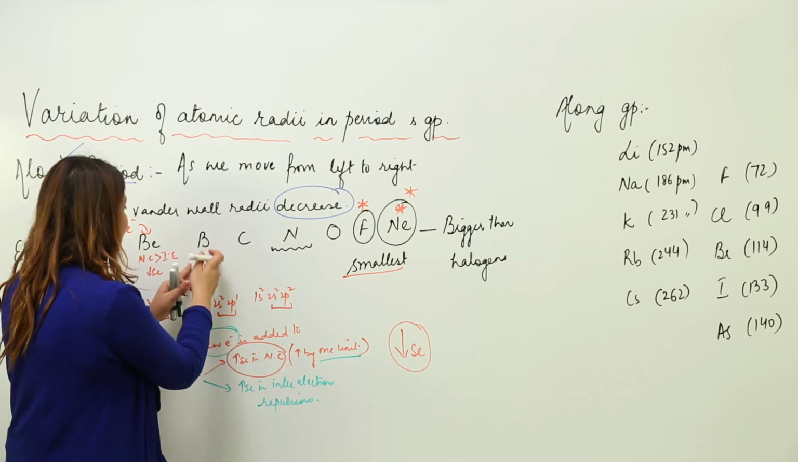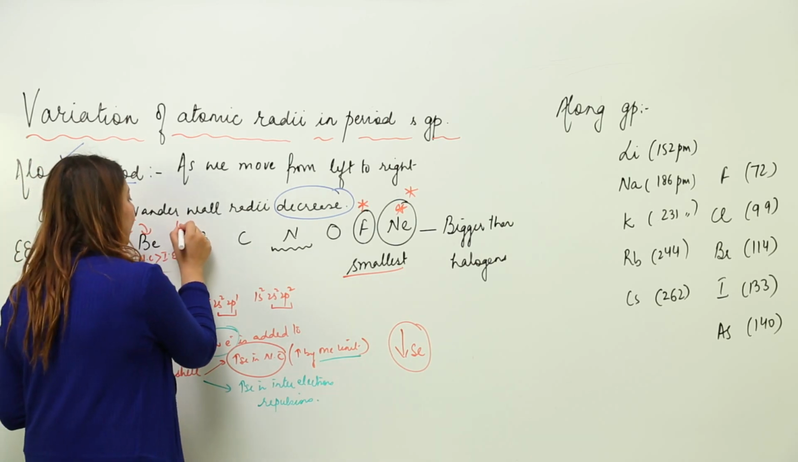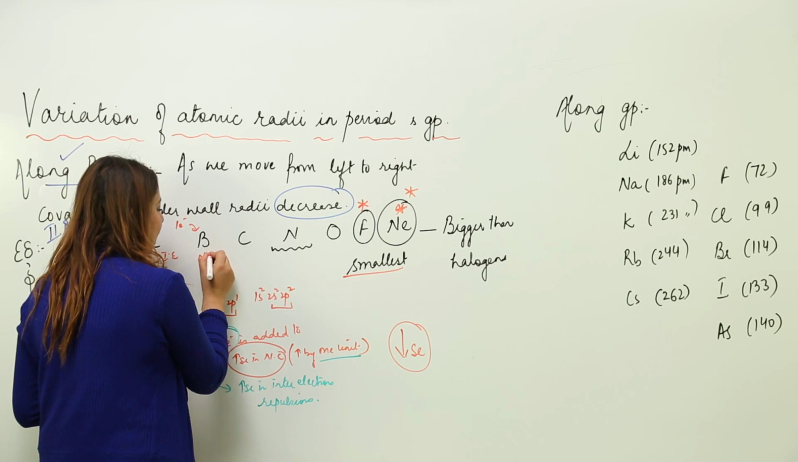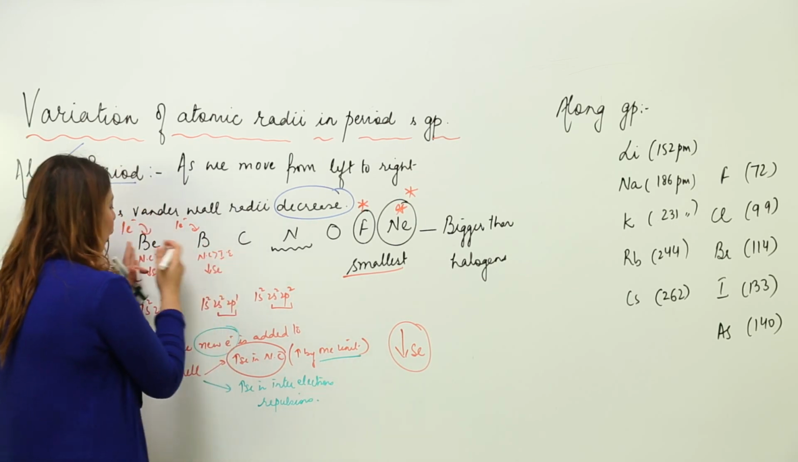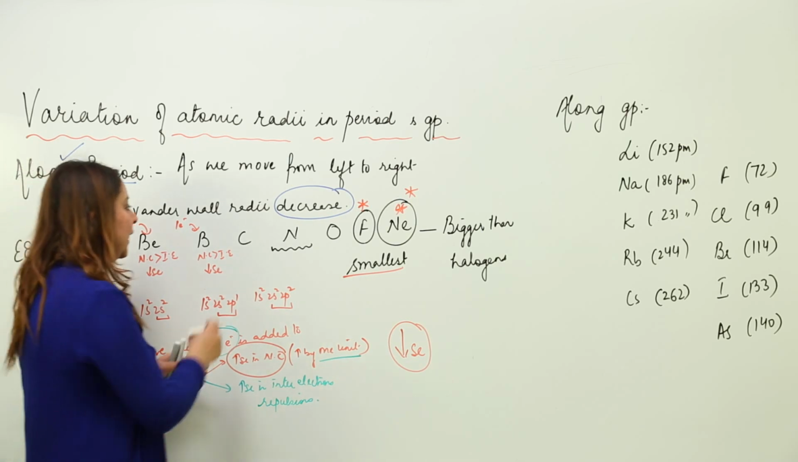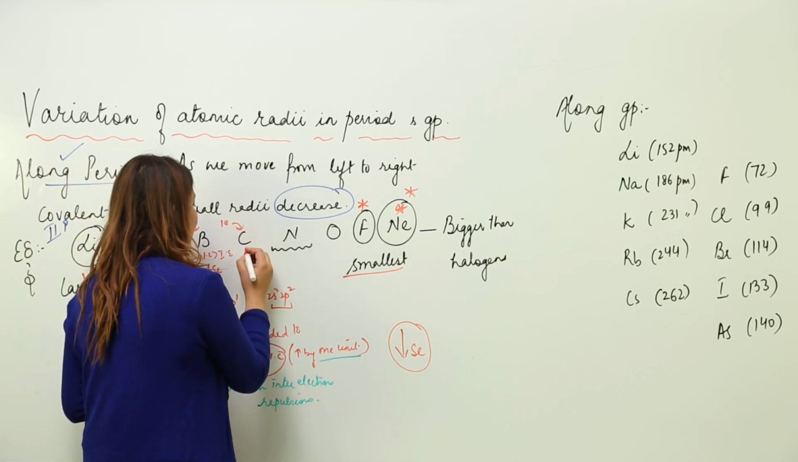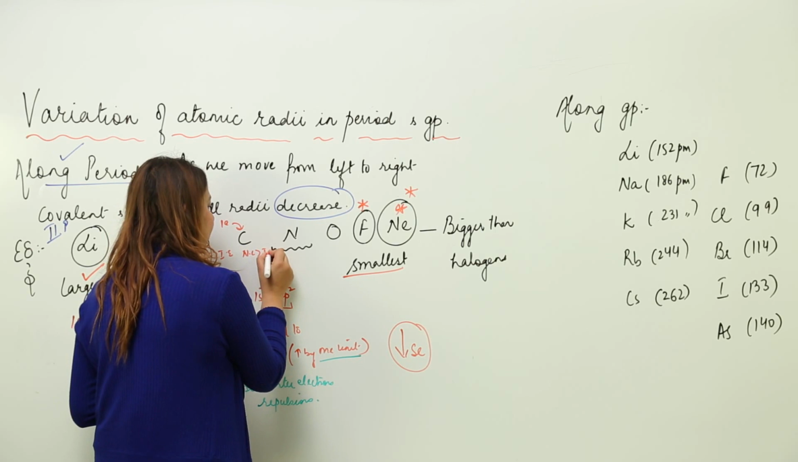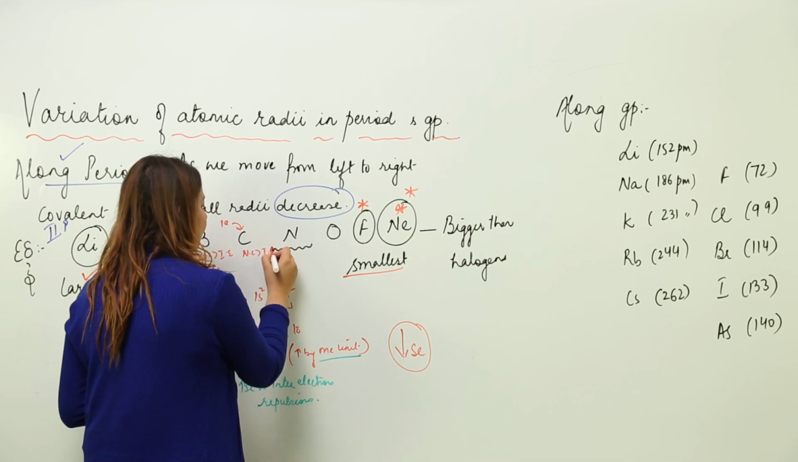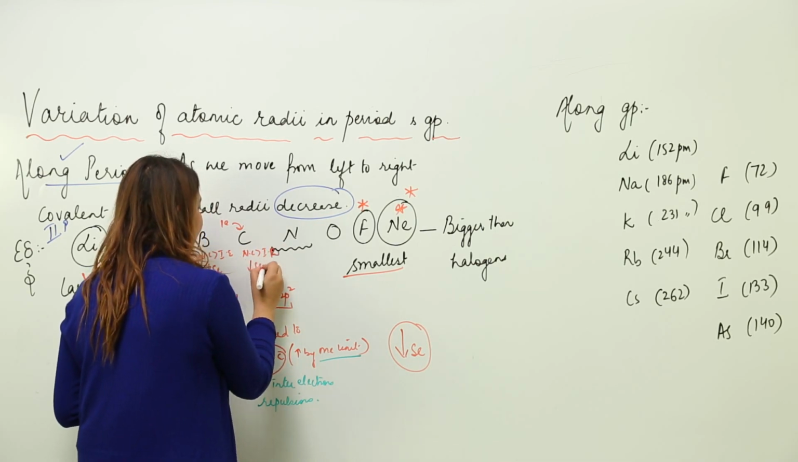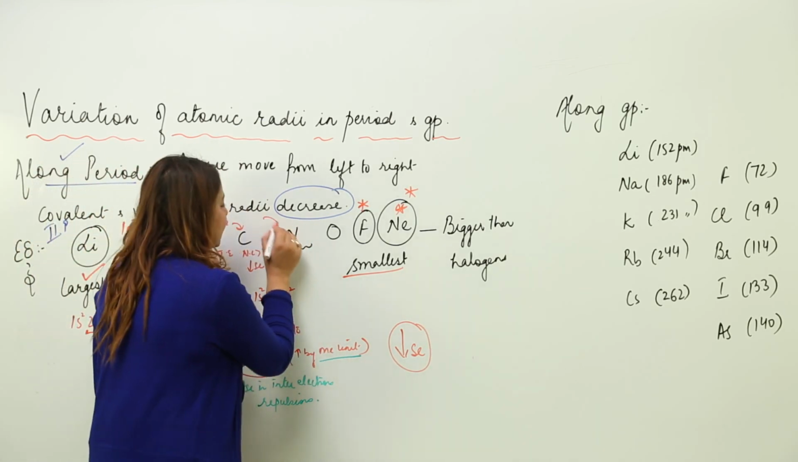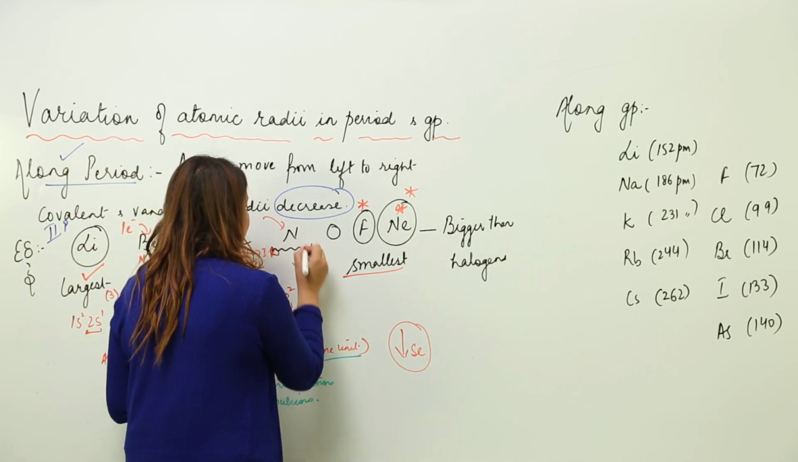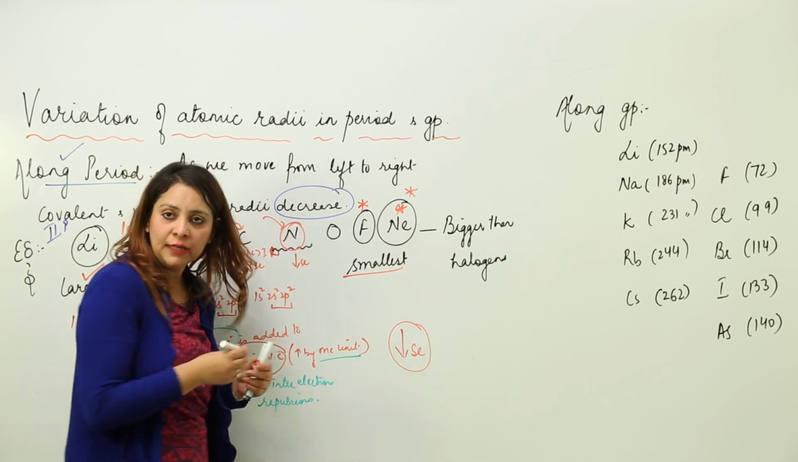If we compare beryllium and boron, again one electron is being added, nuclear charge is more than the inter-electronic repulsion, therefore the size is smaller than beryllium. Again one electron is added for carbon, nuclear charge is more than the electron repulsions, therefore the size is again smaller. And if we compare carbon with nitrogen, the same thing is happening and nitrogen is smaller than carbon.